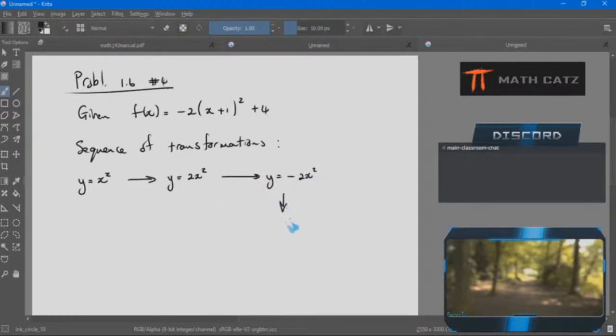Then I'm going to change it to -2 times x plus 1 squared, which is a replacement of x. And lastly, we're going to change it to the end result by taking that previous right-hand side and adding 4. So we have a few steps in our sequence of transformations. Each one will have a graph. Now, just to keep things simple, I'm going to just erase these bottom 2 and then have space for the graphs right in line.